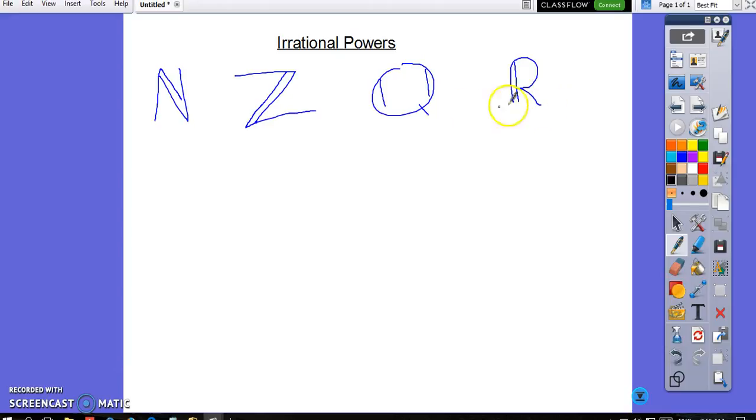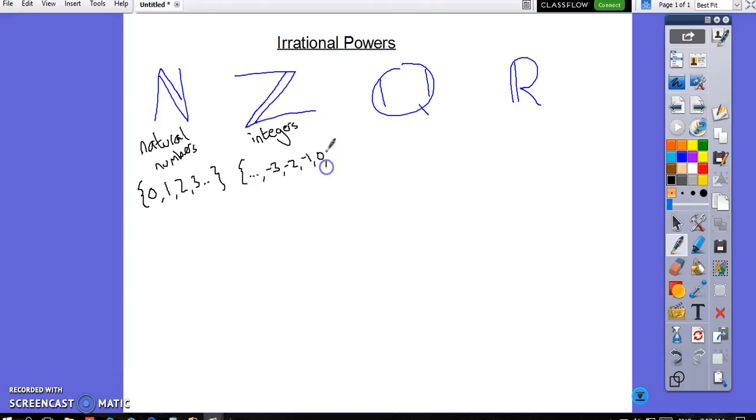And just as a reminder from last year, this set of numbers is the natural numbers. And these are all of our counting numbers, including 0. So 0, 1, 2, 3, etc., etc. So all of the positive whole numbers. Then we have here our integers, z, which are all of the whole numbers, including the negative numbers. So negative 3, negative 2, negative 1 is included, as well as all of the positive ones that are also in the natural numbers.